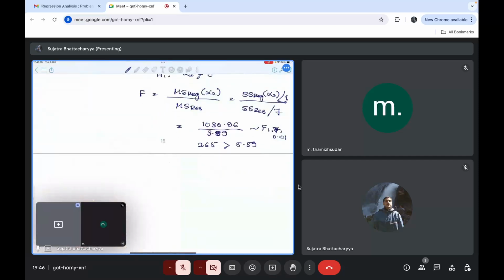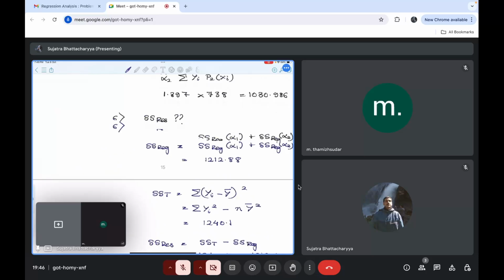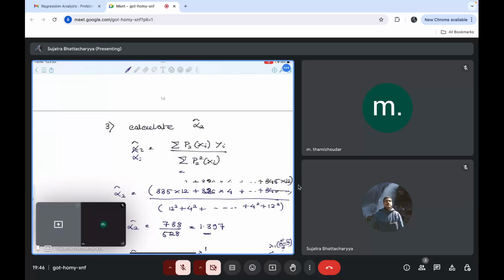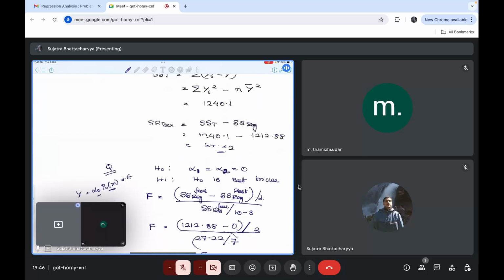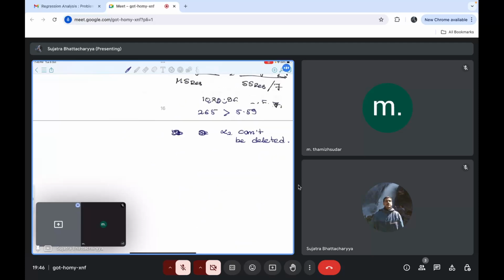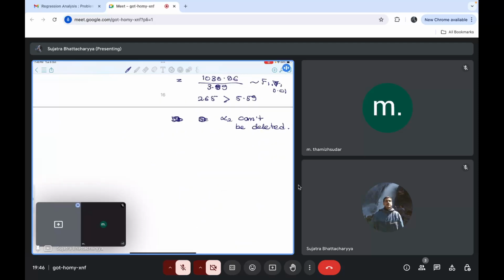This shows that you can't delete. So alpha 2 can't be deleted. That's all. So these are the practice problems which you have. All right, so you must have got an idea of how the questions on orthogonal polynomials will come.